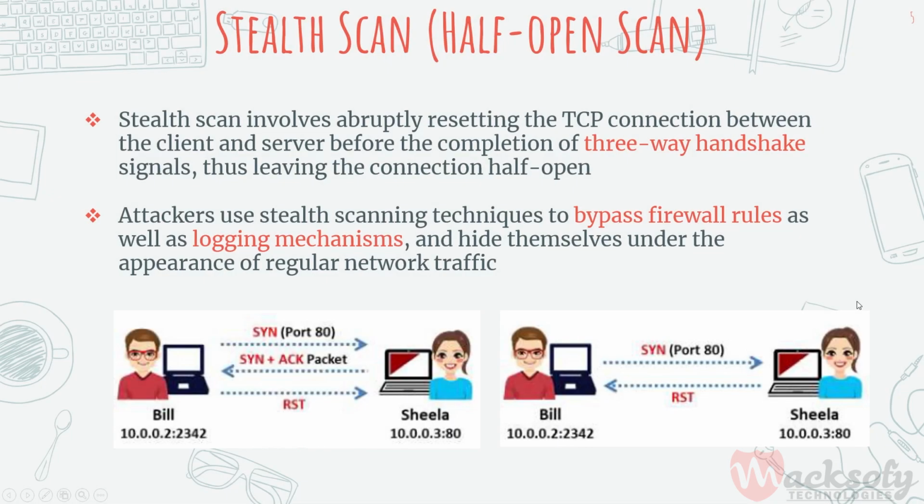Now talking about the stealth scan, which is also known as the half open scan. Here the three-way handshake is not done fully, which means that we send the SYN packet to the target with the port number and get the SYN plus ACK packet back, and then we send the reset packet. When the port is open, the target will reply with the SYN plus ACK packet, and when the target port is closed, it will send us the reset packet. Since the three-way handshake is not done, this one is called a stealth scan.